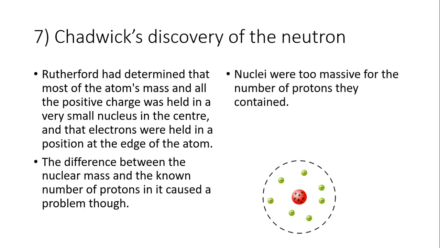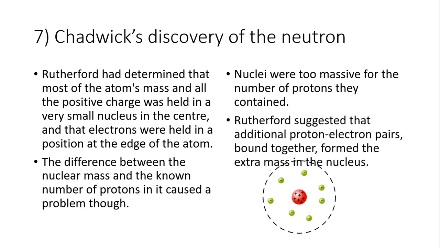Nuclei were too massive for the number of protons they contain. The mass of the protons and the mass of the nucleus is completely different. What happened? Rutherford suggested an additional proton-electron pair. They never thought of the neutron. They thought of proton and electron bound together to form extra mass in the nucleus. That's Rutherford's idea.